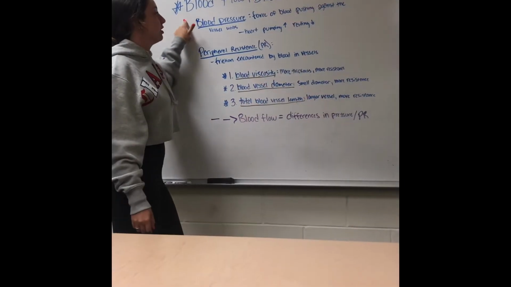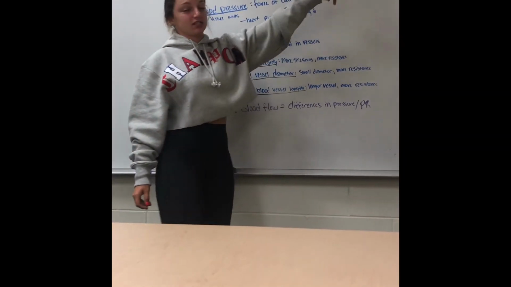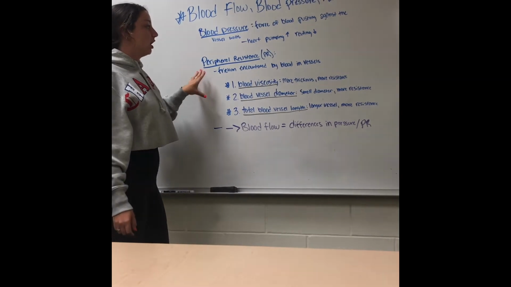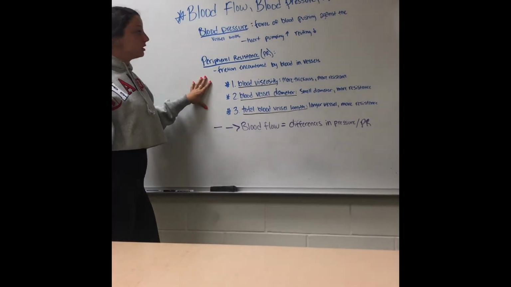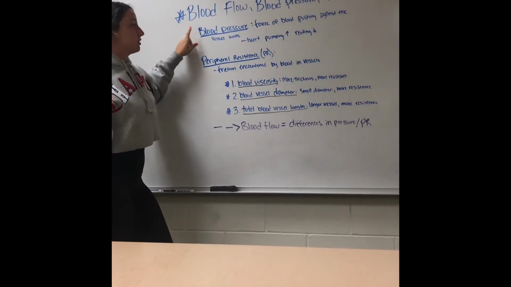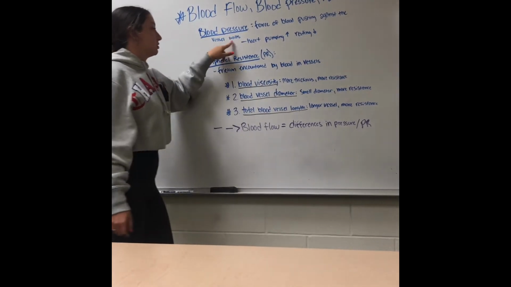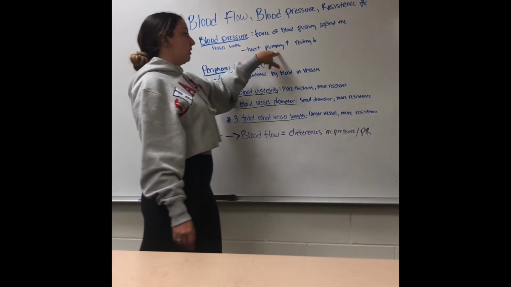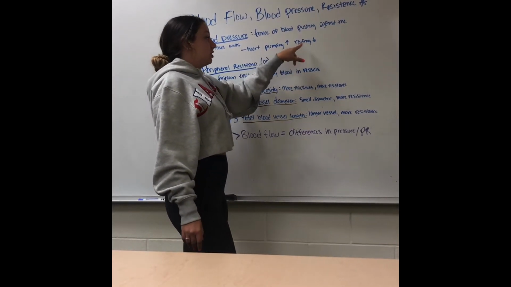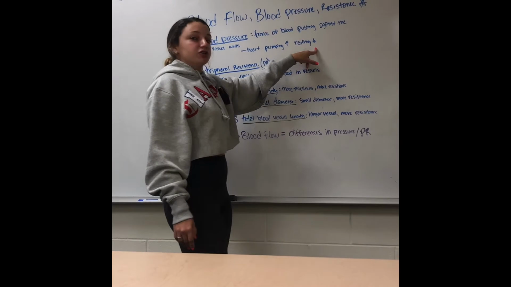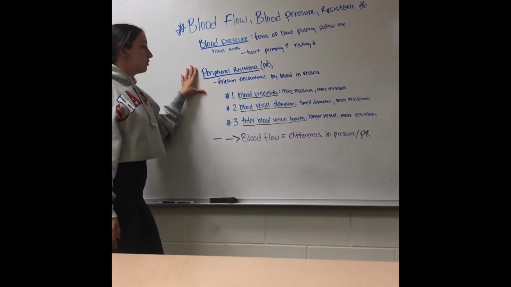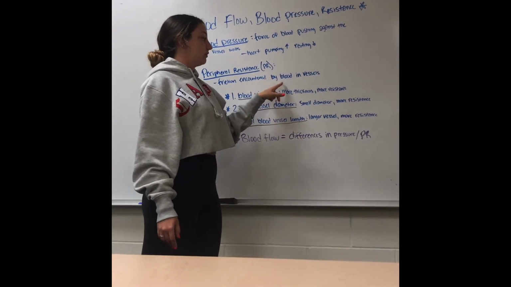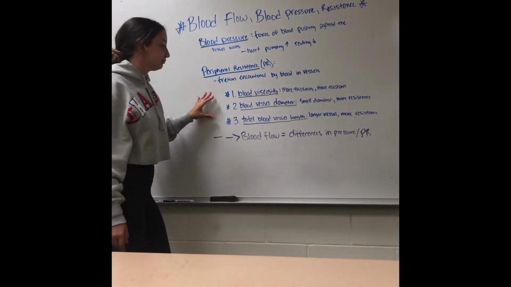Next we'll talk about blood flow, blood pressure, and resistance. This is a huge topic for arteries and veins. So blood pressure is the force of blood pushing against the vessel walls, whether it be an artery or a vein. And when the heart is pumping, your blood pressure is higher, and then when your heart is resting, your blood pressure is going to be a little lower. Peripheral resistance, this is the friction encountered by blood inside of the vessels.